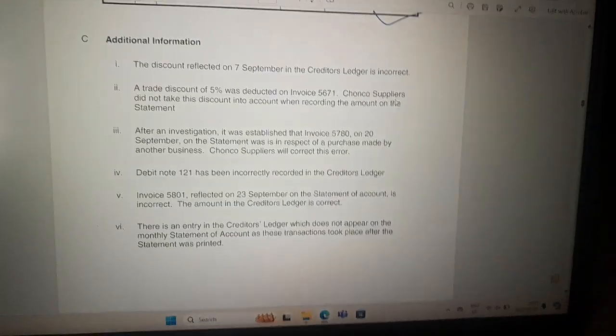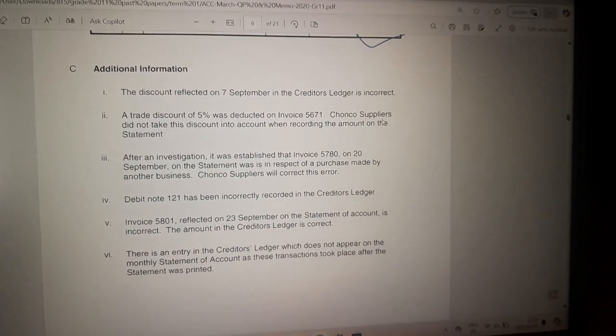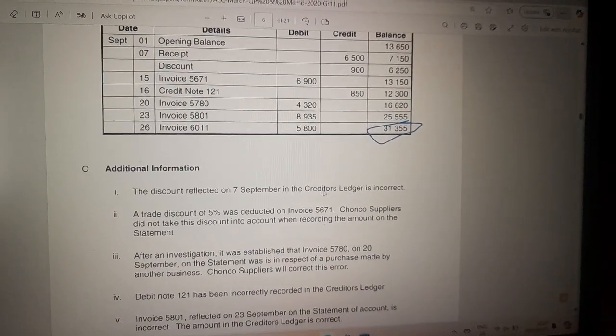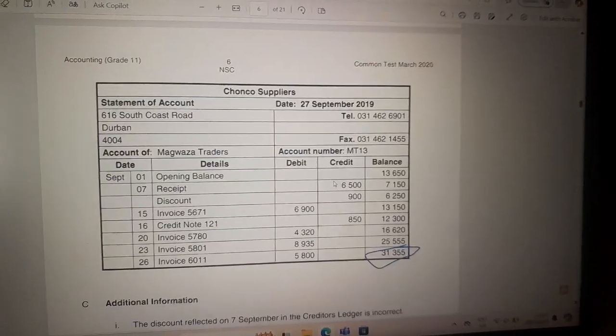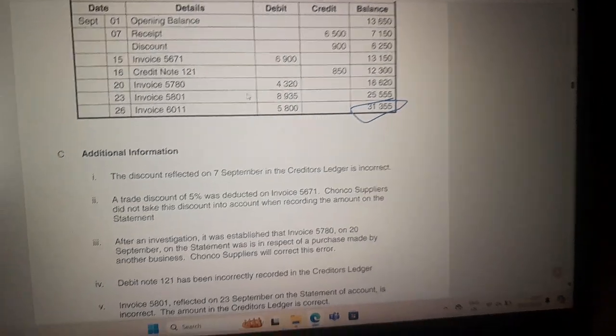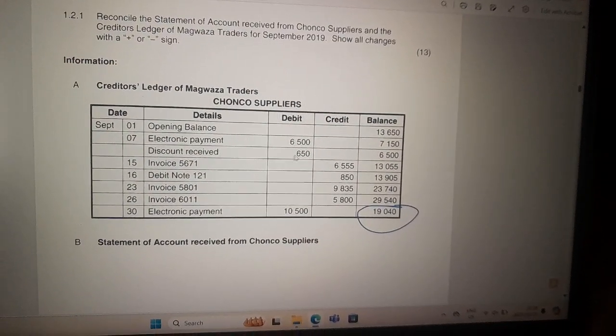So we are definitely fixing on this side and not this side, because they are saying the creditors ledger is incorrect. So now that we know which side we're going to fix, we have to figure out the problem. They're saying the discount on the 7th of September in the creditors ledger is incorrect. If the creditors ledger is incorrect, it means that this is definitely correct. So let us go to the 7th. That is the discount that is there.